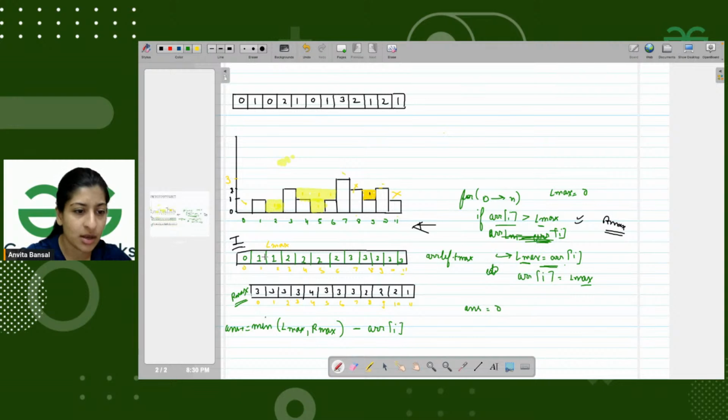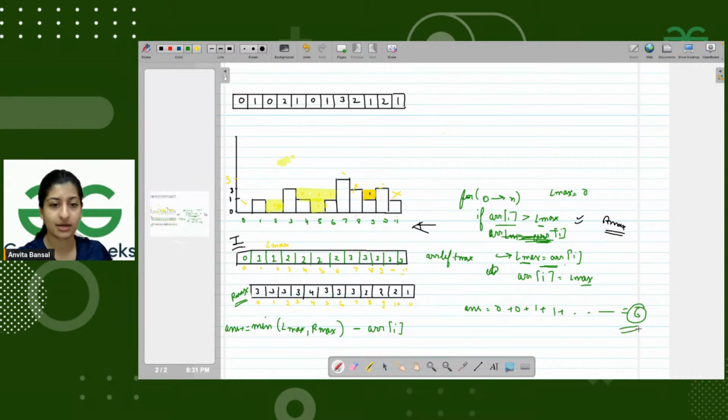Okay, at index 1, minimum of 1 and 3 is 1. And what is its own height? It's also 1, so 0. Next index, minimum of 1 and 3 is 1. What is ARR of 2? 0. So 1 minus 0 is 1. So 1 will be stored here. Next, index 3, minimum is 2. And what is its own height? That is also 2, so 0. At index 4, minimum 2. What is its own height? 1. So add 1 out of it. So like this, you will get answer 6. You can dry run this case.